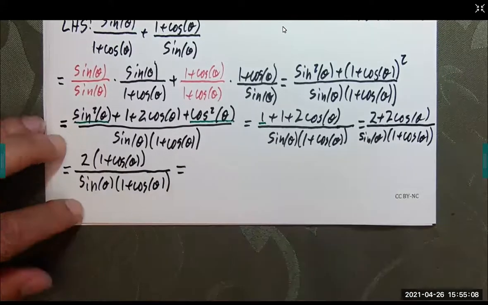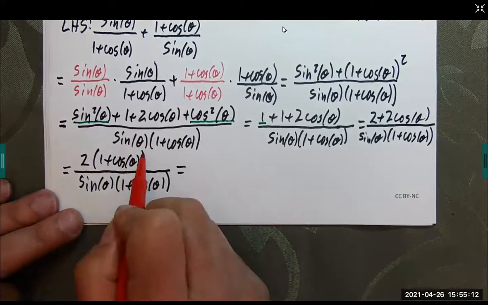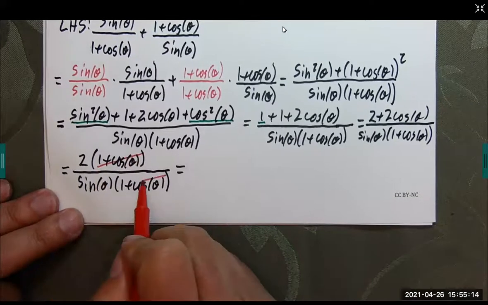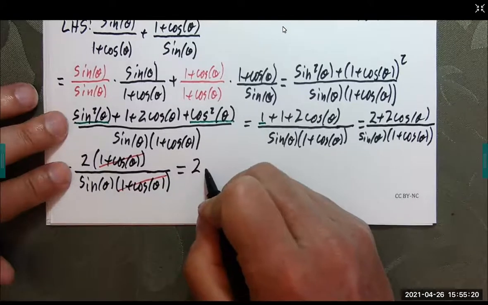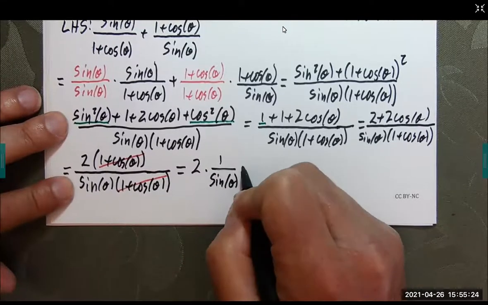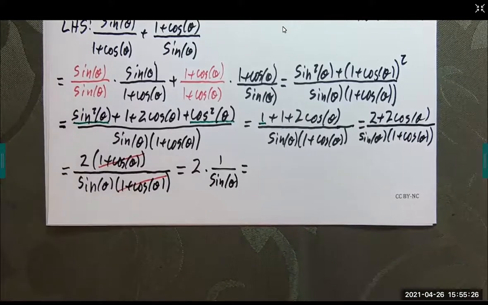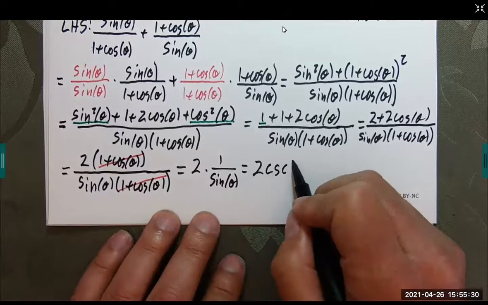And once again, I'm going to notice 1 plus cosine theta reduces out. And I'm left with 2, and I'm going to write it like this, times 1 over sine of theta. And we know 1 over sine of theta is cosecant theta. There we are.